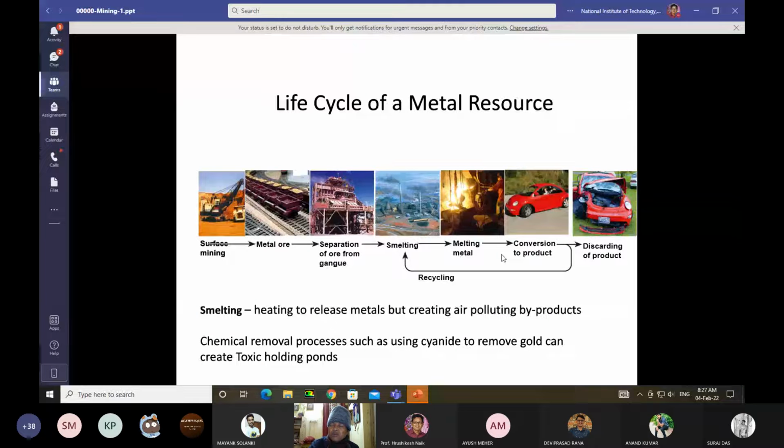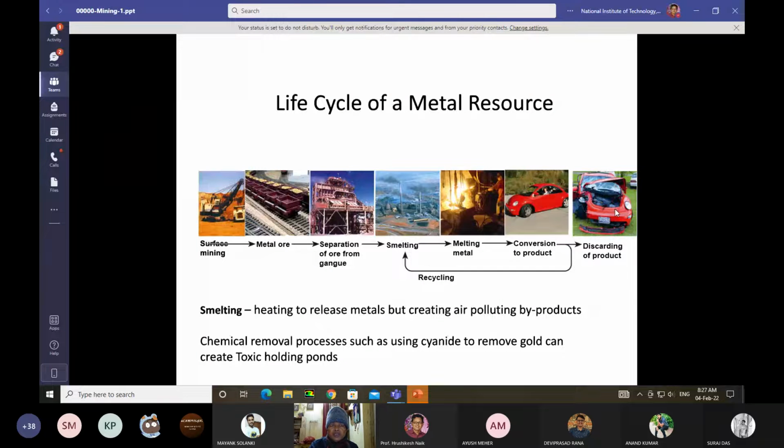So the car is run for 20 years or 30 years, and after that, instead of discarding it, you should go for recycling again. This metal should be taken to the smelting plant, and it can be reused again. So this is the life cycle of a metal resource.